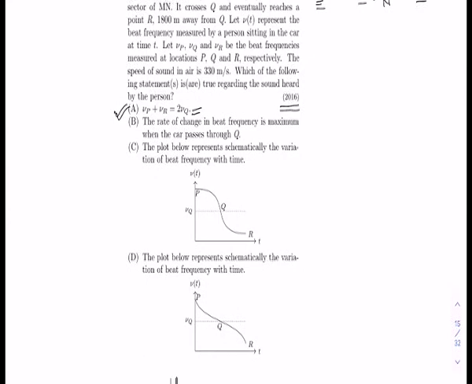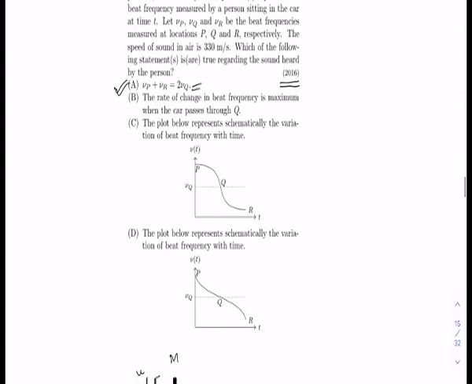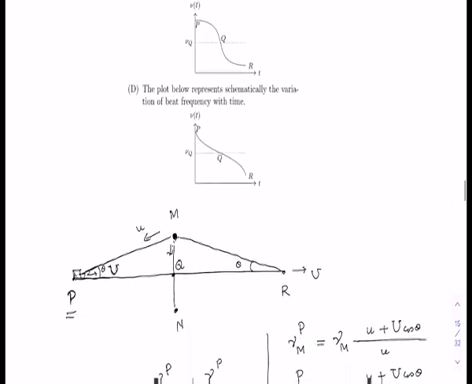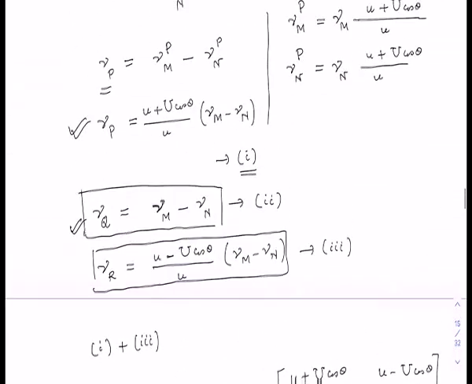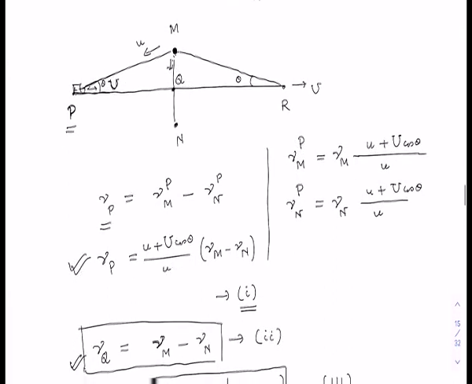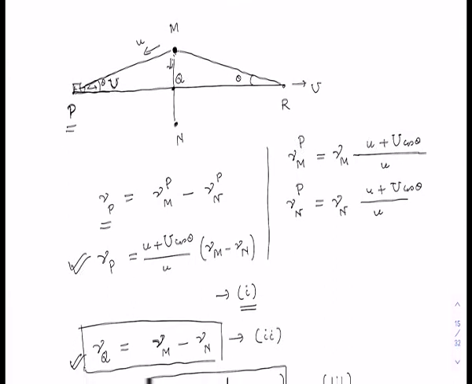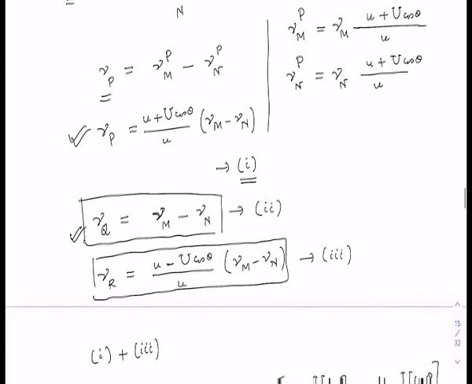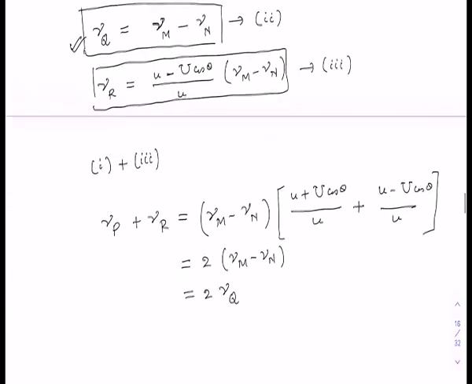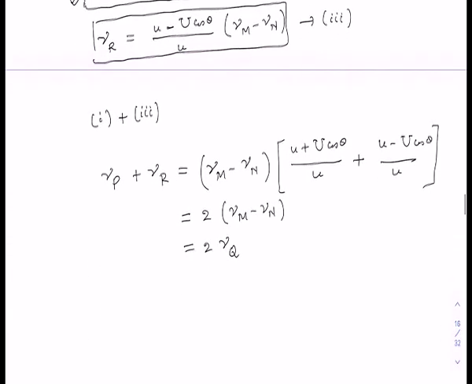What about options B, C and D? Option B says the rate of change in beat frequency is maximum when the car passes through Q. Let us see whether that is correct or not. To do that, if you look at these formulas 1, 2 and 3, you can write down a general formula for this beat frequency. Let me try that.